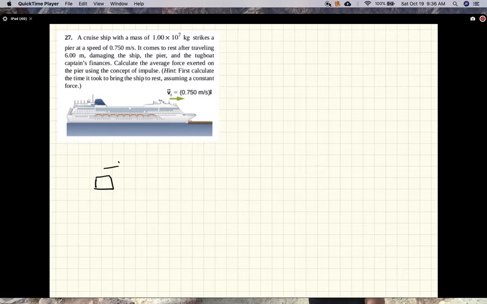Here's the ship going with an initial velocity, and then it comes to rest. And so the pier exerted a force on the ship in this direction. And the impulse momentum theorem says that average force times time is equal to change in momentum of the ship, final momentum minus P initial. So this is the initial, this is the final. In the final instance, the ship has come to rest.